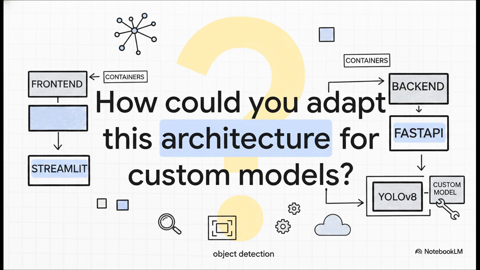So here's a thought to leave you with today. By utilizing this exact decoupled container blueprint, how could you swap out YOLOv8 and adopt this FastAPI and Streamlit architecture to easily deploy your very own custom machine learning models to the world? It's a really powerful template, literally just waiting for your ideas.